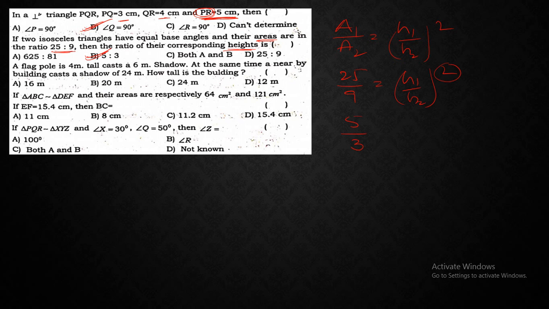So h1 by h2 is 5:3. Next, moving on to the next question. A flagpole is 4 meters tall and casts a shadow of 6 meters, and at the same time a building casts a shadow of 24 meters. Then what is the height of the building?